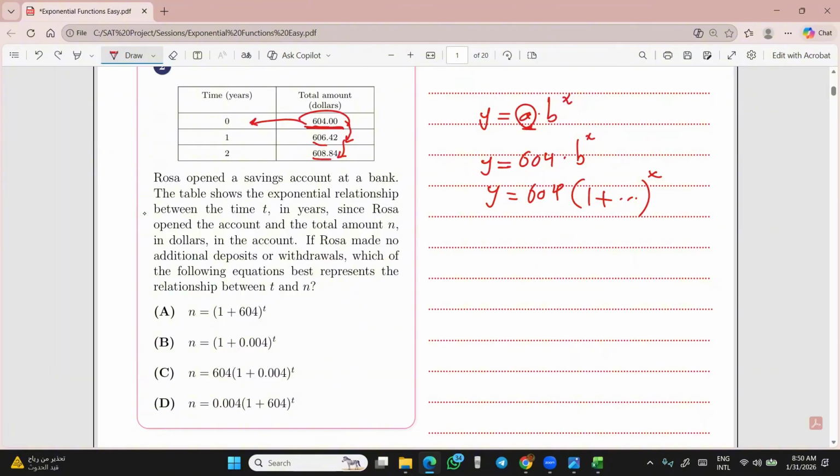If you want to get the answer, of course, we need to look at 604 first. 604 should be in the beginning, I mean, outside like this. So of course, the letter C is the answer because this is the only one. But how can we know that it is 1 plus 0.004? Just subtract these numbers to get the difference between them and then divide by the original one. But here we don't need to do that because we have only 604 as the initial amount, which is associated with the 0. This is called the y-intercept, and the question starts with the y-intercept. So we write 604 in the beginning, which is the only answer, letter C.